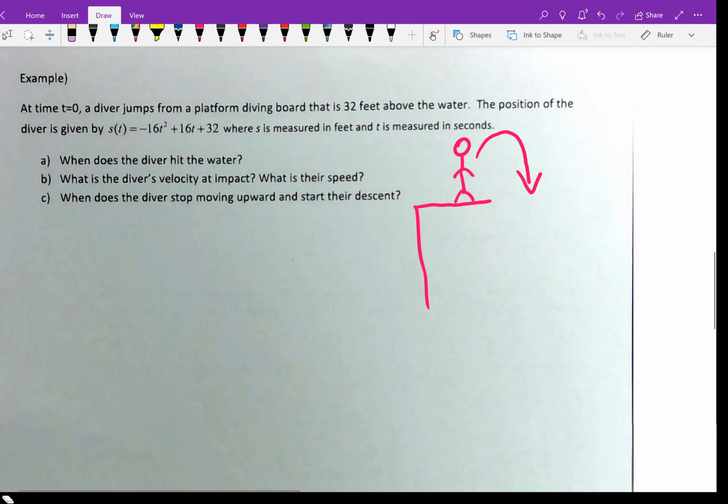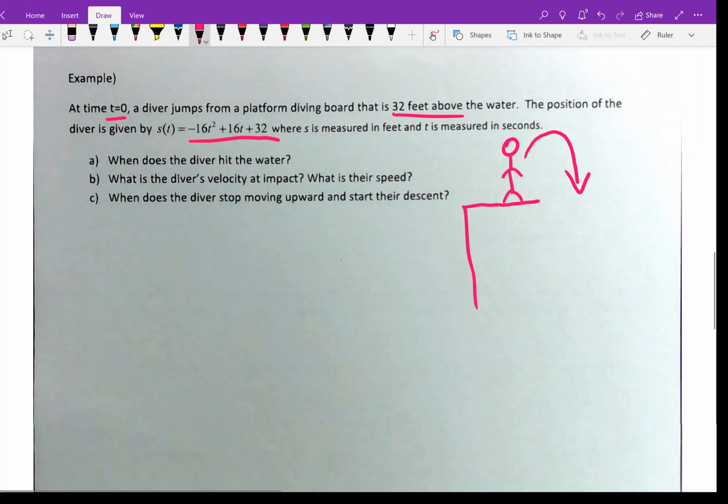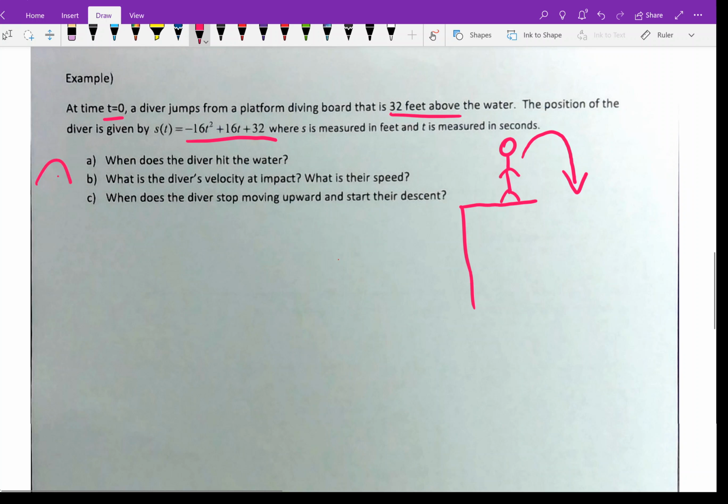So the example states, at time t equals 0, a diver jumps from a platform that is 32 feet above the water. The position of the diver is given by s of t equals negative 16t squared plus 16t plus 32. Again, this is a quadratic. The quadratic formula will output a parabola that has this basic shape. So the first part doesn't really involve any kind of calculus.